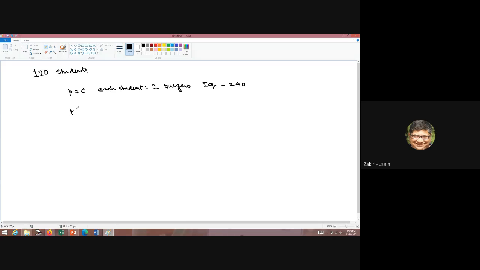Now suppose price is increased to 4. In that case, no one will buy any burgers. Now assume that demand is linear. What is the demand function?